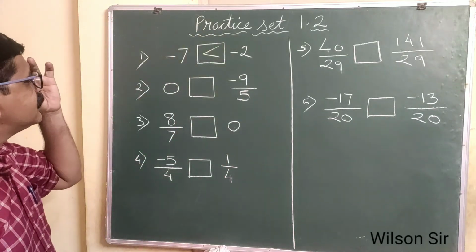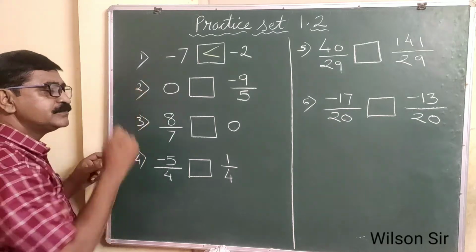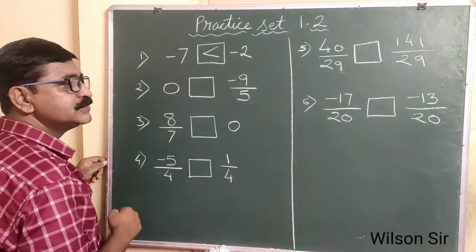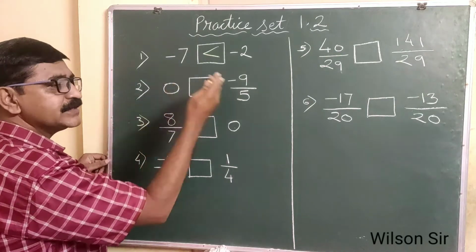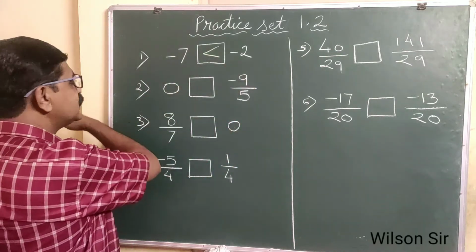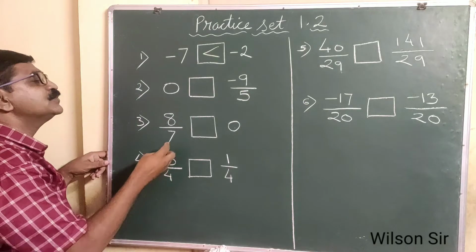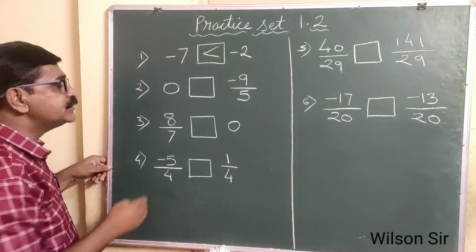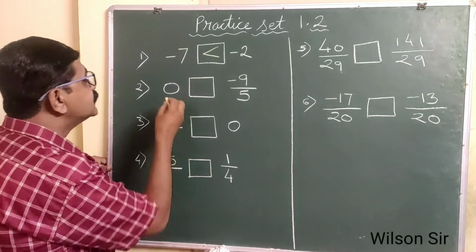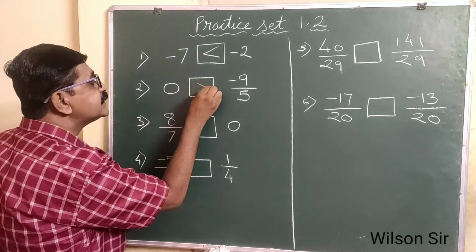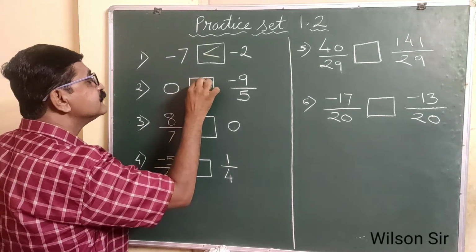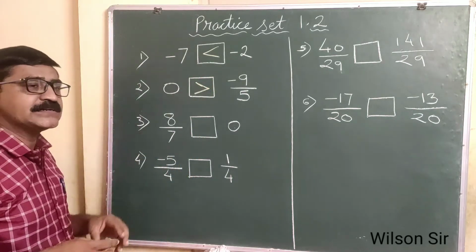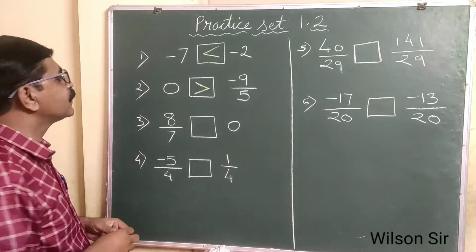Then second example: 0, and to the left hand side of the 0 there are negative numbers. So 0 comes on the right hand side and the negative numbers come on the left hand side. So negative numbers are left to the 0. 0 is on the right hand side, so 0 is greater than negative numbers. 0 is always greater than all the negative numbers.